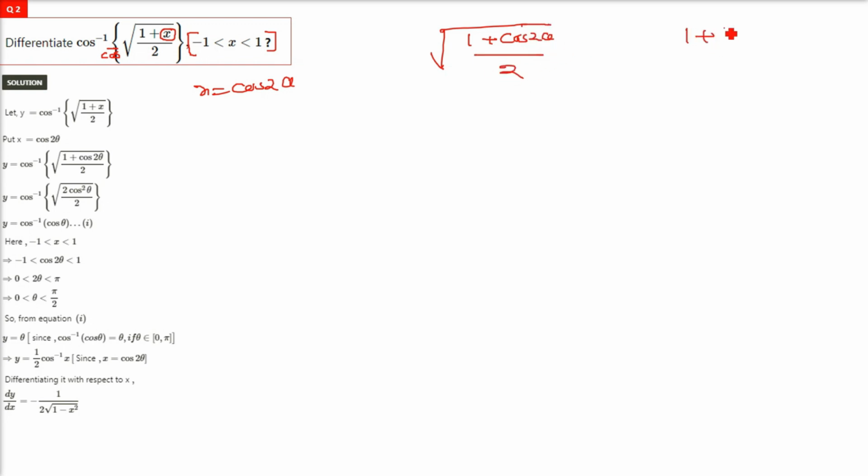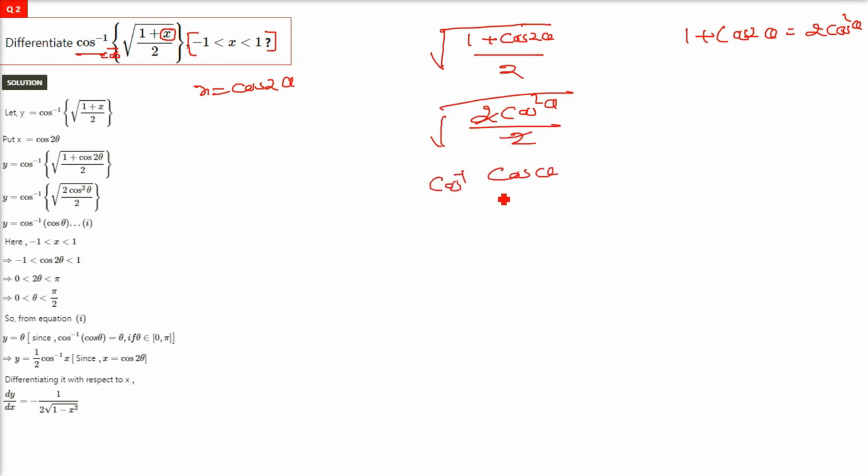1 plus cos 2 theta is simply 2 cos square theta, as 1 minus cos 2 theta is 2 sin square theta. We already know that. So 1 plus cos 2 theta is 2 cos square theta divided by 2. 2 gets cancelled. Root of cos square theta is cos theta. Outside you have cos inverse. Now you can just cancel it out. Theta will be there. You can take the value of theta from here in terms of x and you can differentiate now. Alright?